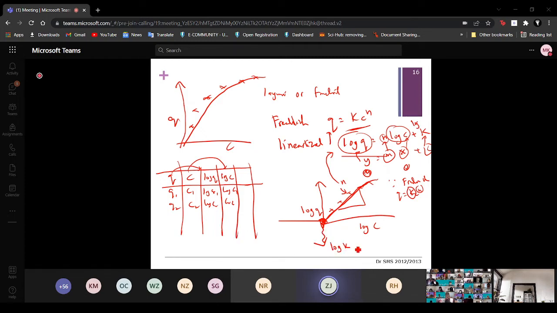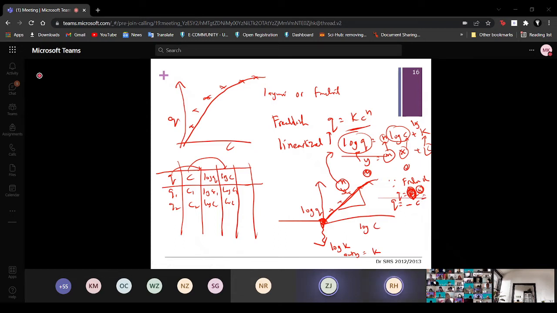So you have log K; you take the anti-log and you get K. Once you get the K value, you put it here, and once you get the N value, you put it here. Then you can declare that Q equals a certain value of K times C to the power of the N value, with the value of the constant.